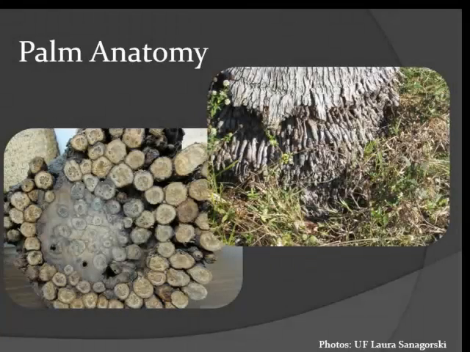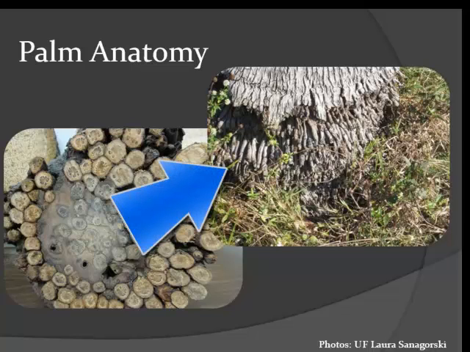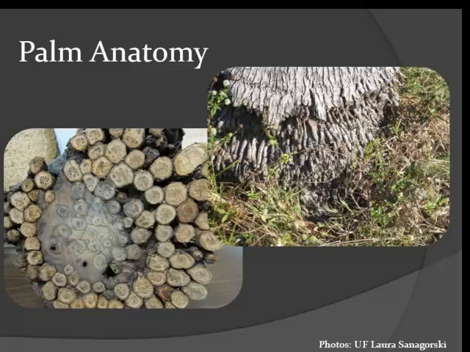On the left here you can see a cross-section of the palm root system. On the right, you can see some root initials on the lower portion of the palm trunk. It should be noted that root initials are produced throughout the life of a palm tree, which is something that lends to our ability to successfully transplant them in the landscape.